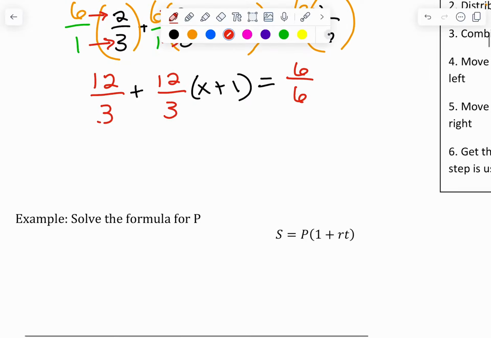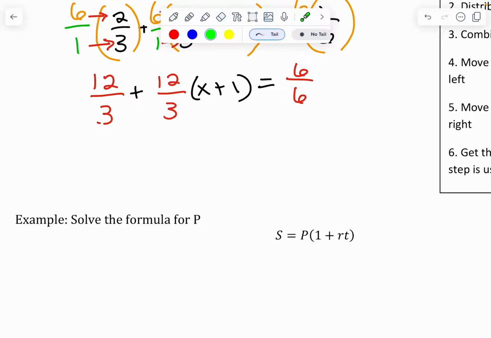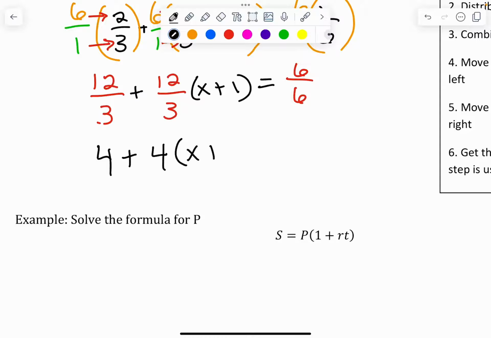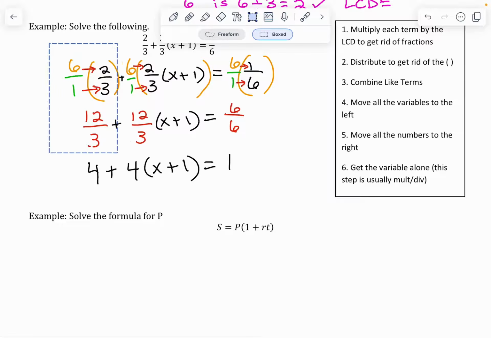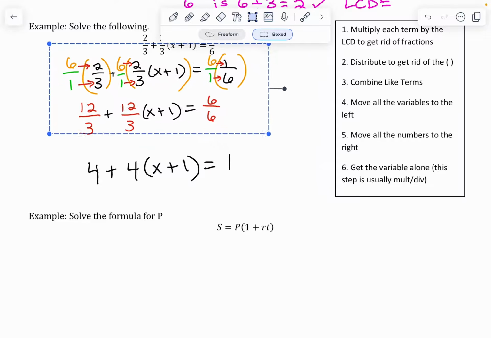So when we do that, we can then simplify. 12 divided by 3 is 4. Then we have 12 divided by 3 again, which is 4. And then we have 6 divided by 6, which is 1. So we've gotten rid of the fractions by doing that, and now we can solve the rest of the question. So I'm going to move this out of our way. Give me a second.